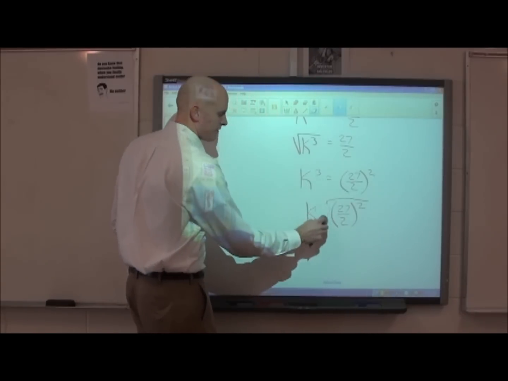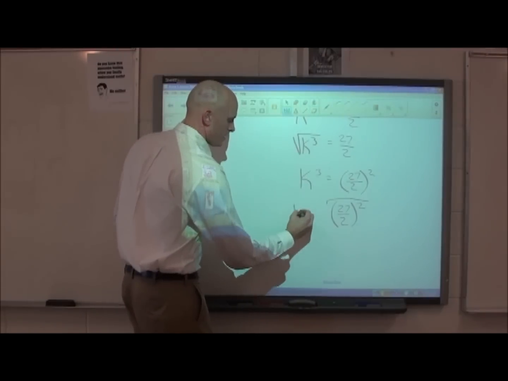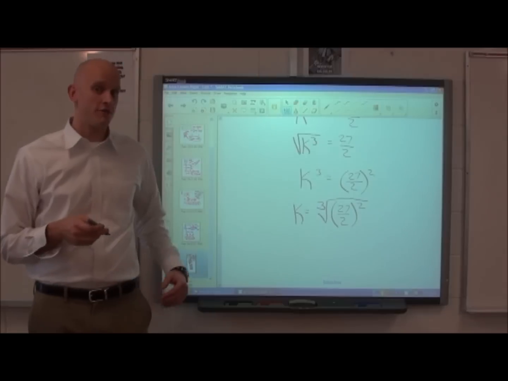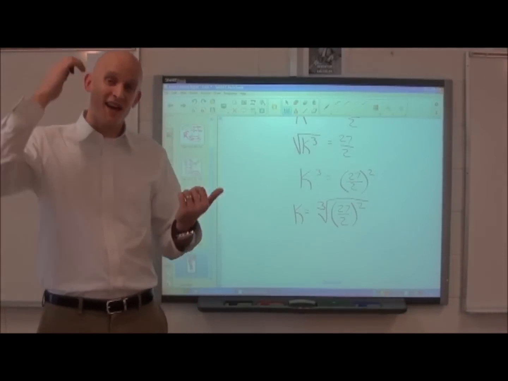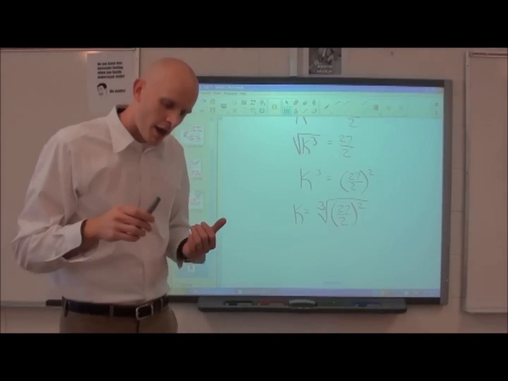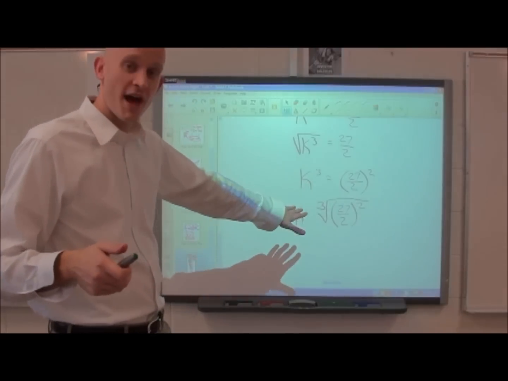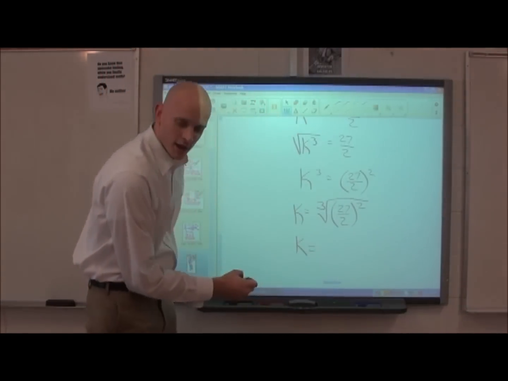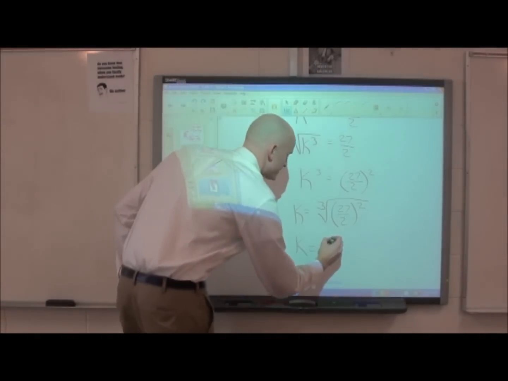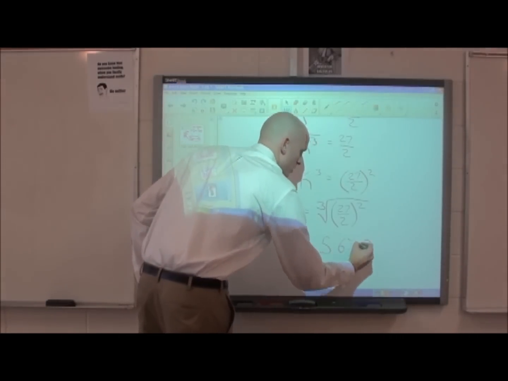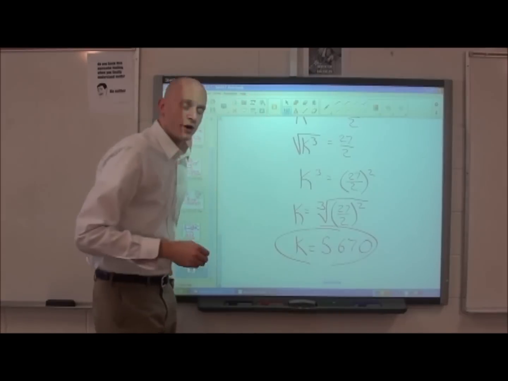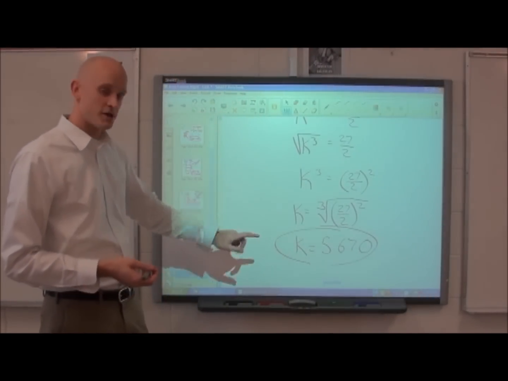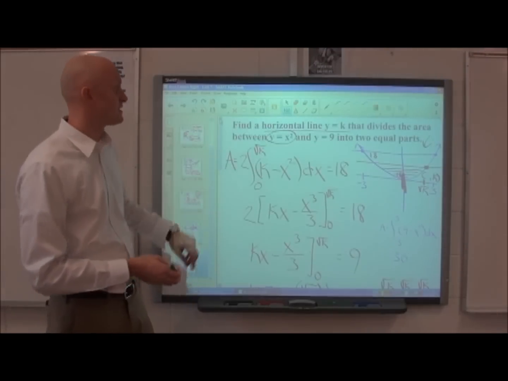And it's, let me fix that. The cube root of 27 over 2 squared. That is our k value. And if you go ahead and type that into a calculator, you're going to get a k value of approximately 5.670. That is our k value that makes the area, make sure you have that number, 5.670.